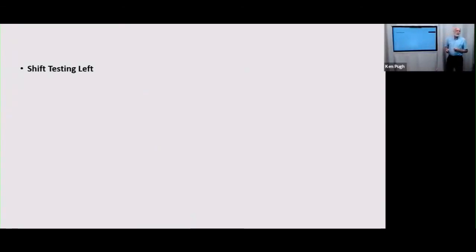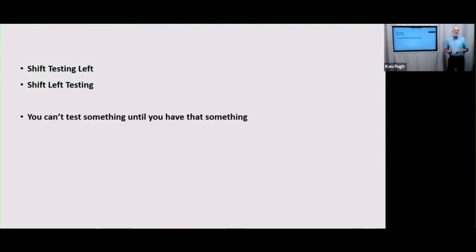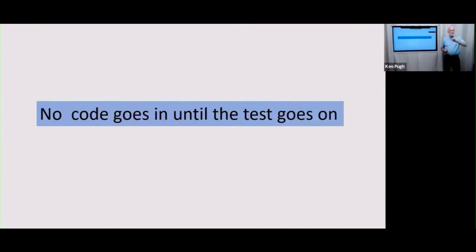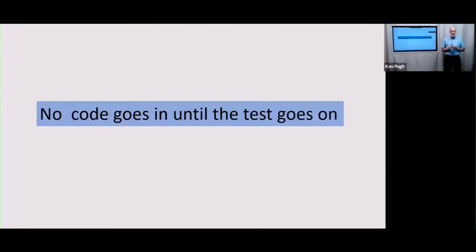The question is, is it shift testing left or shift left testing? You pick. In either case, you can't test something until you have that something. So what we are actually doing is creating the test on the left, not executing the test on the left. Create the test at the time we're creating the feature or the story or the code, and then execute it when that's available. So here's my number one rule. No code goes in until the test goes on. That is, not a single line of implementation until you have a test at some level that says that implementation is working right.